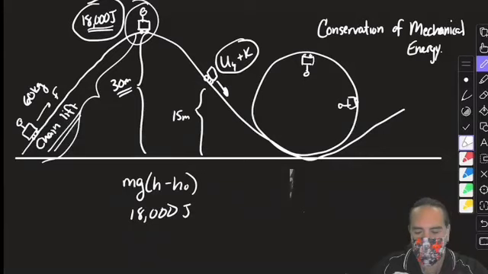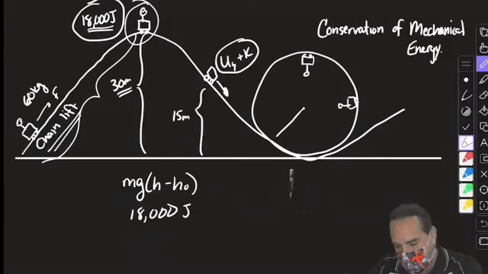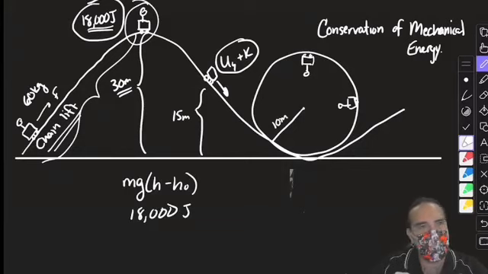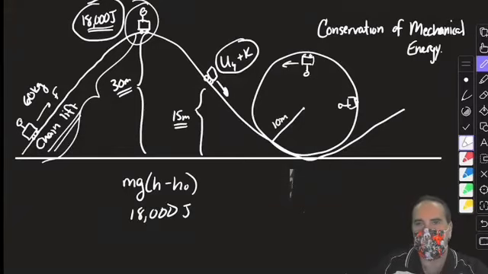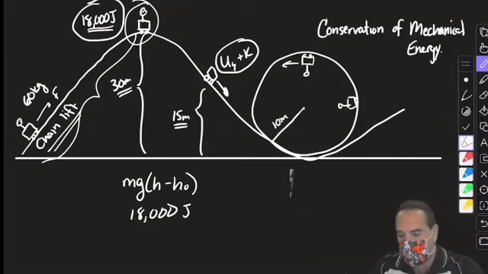Let's say that the loop has a radius of 10 meters. I would like you to tell me how fast the cars are going at the 15-meter mark and at the top of the first hill. I want you to use this concept of conservation to do so. And I'm going to give you a couple of pointers about how to do this. Conservation of energy means that I can compare one state of the problem with any other state of the problem that exists.